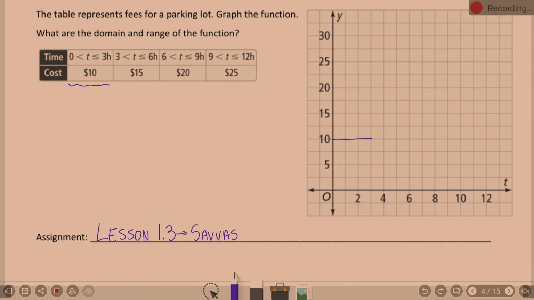Now, I need some endpoints. I didn't put those on yet. What kind of endpoints are we going to have? The first dot is going to be an open, non-filled in dot. The second dot is going to be a closed dot.